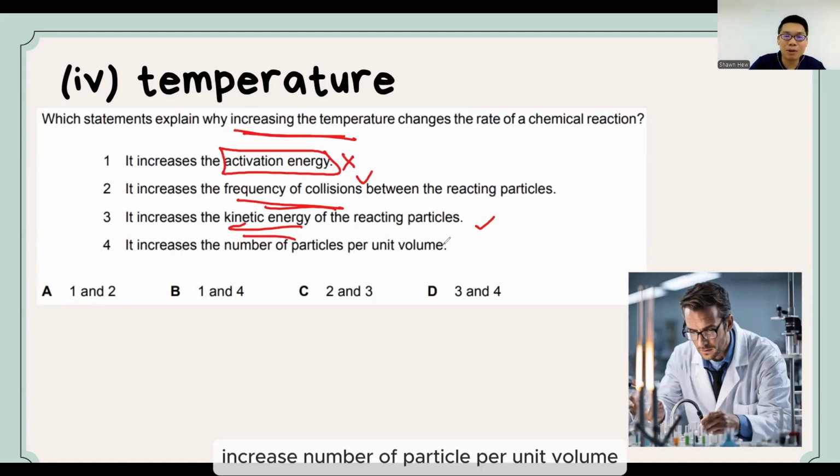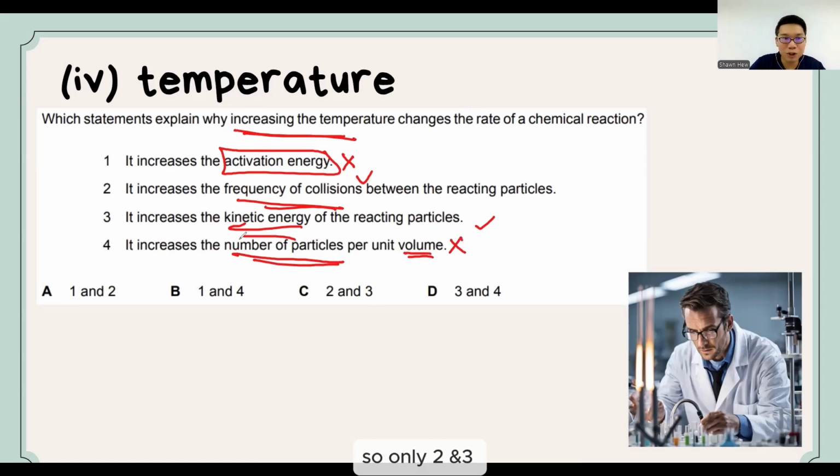Increase the number of particles per unit volume. No, number of particles per unit volume, this is concentration or pressure. So only 2 and 3.